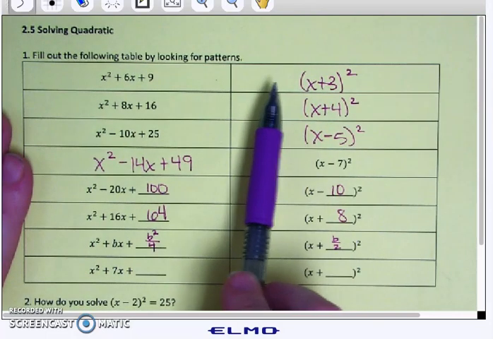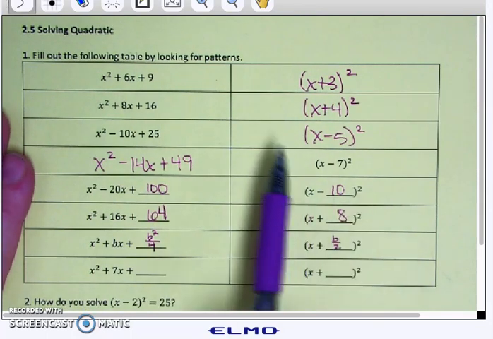Good afternoon. You should have by now work to fill out this table.